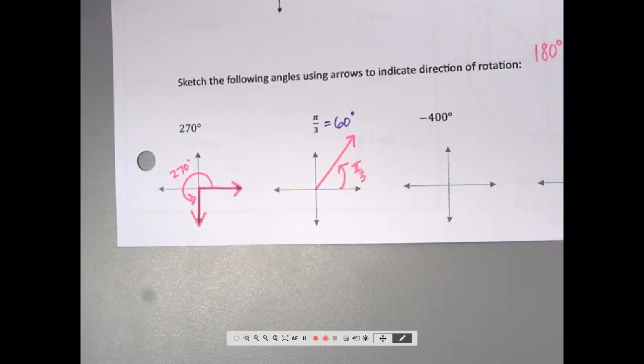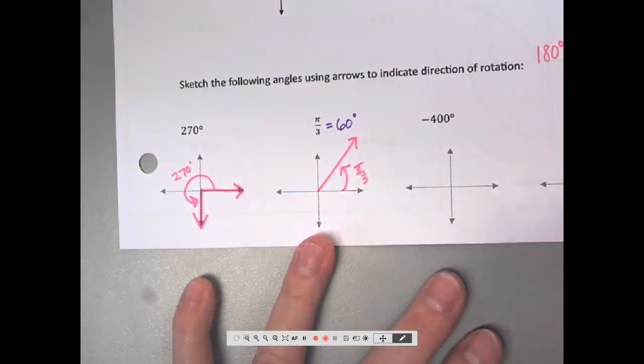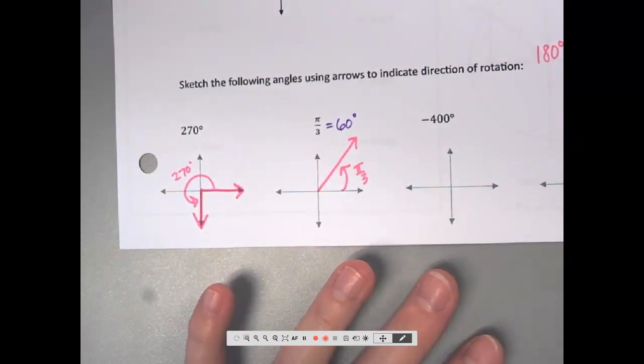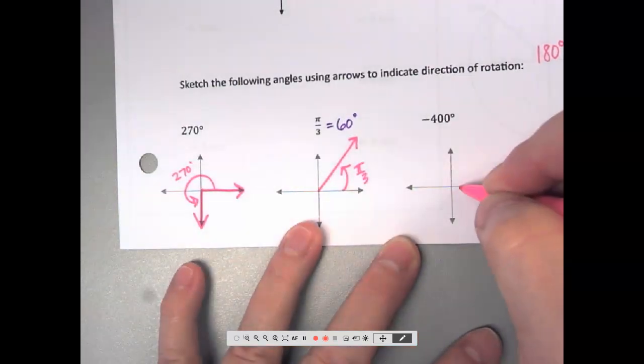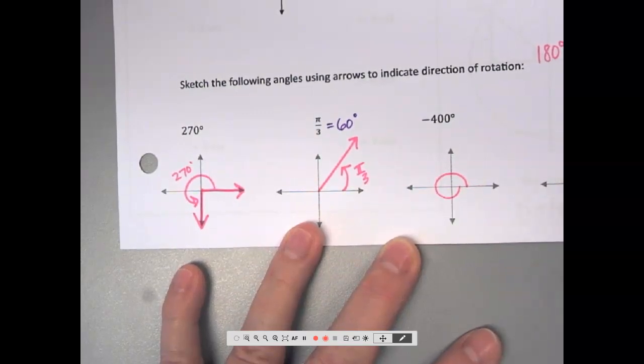Okay, so now let's look at some negative ones. What about negative 400 degrees? Well, that's more than one time around, isn't it? Because 360 is a full circle. So that means that I'm going to go, John, which direction? Clockwise or counterclockwise? Clockwise because it's negative. So I'm going to go all the way around. And then how many more degrees? 40. And you did that by what?